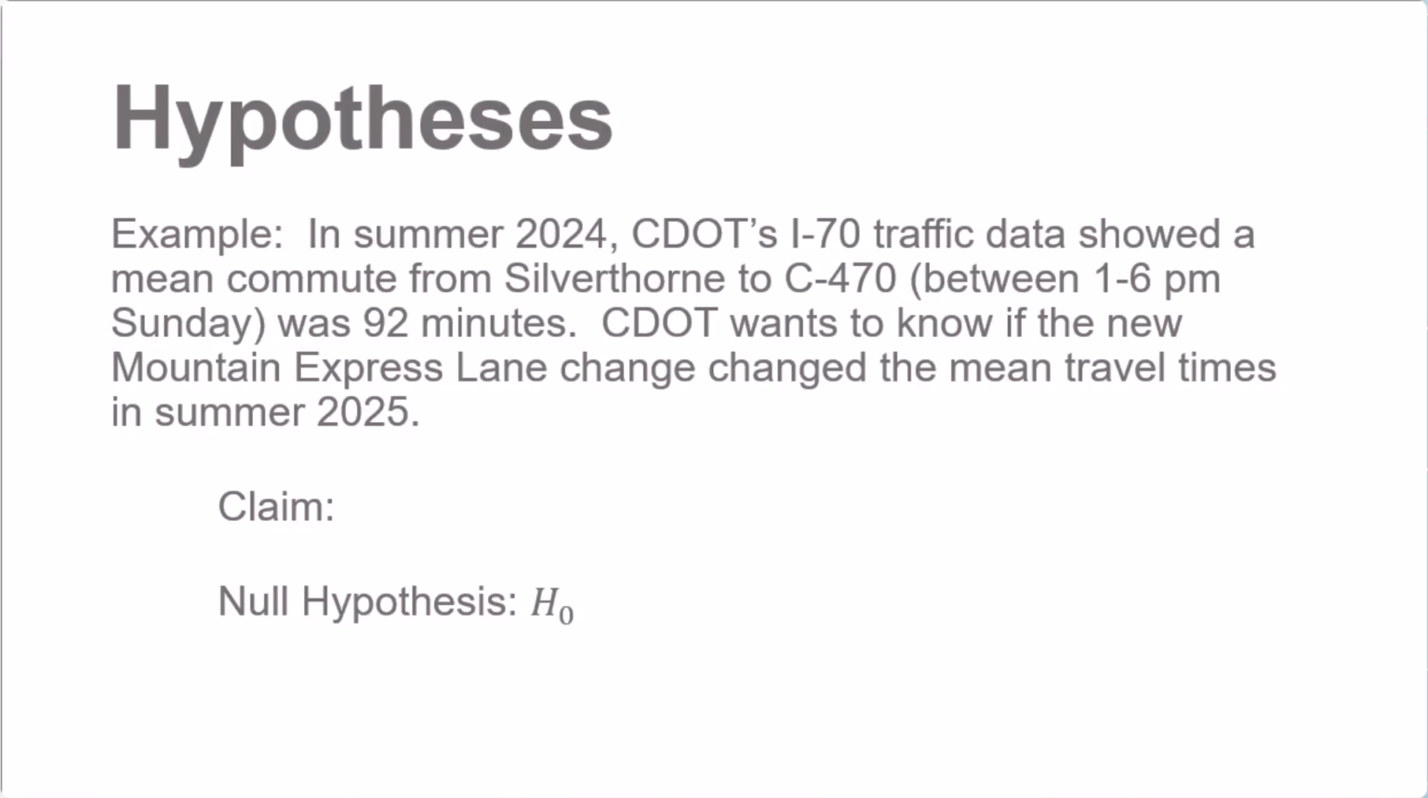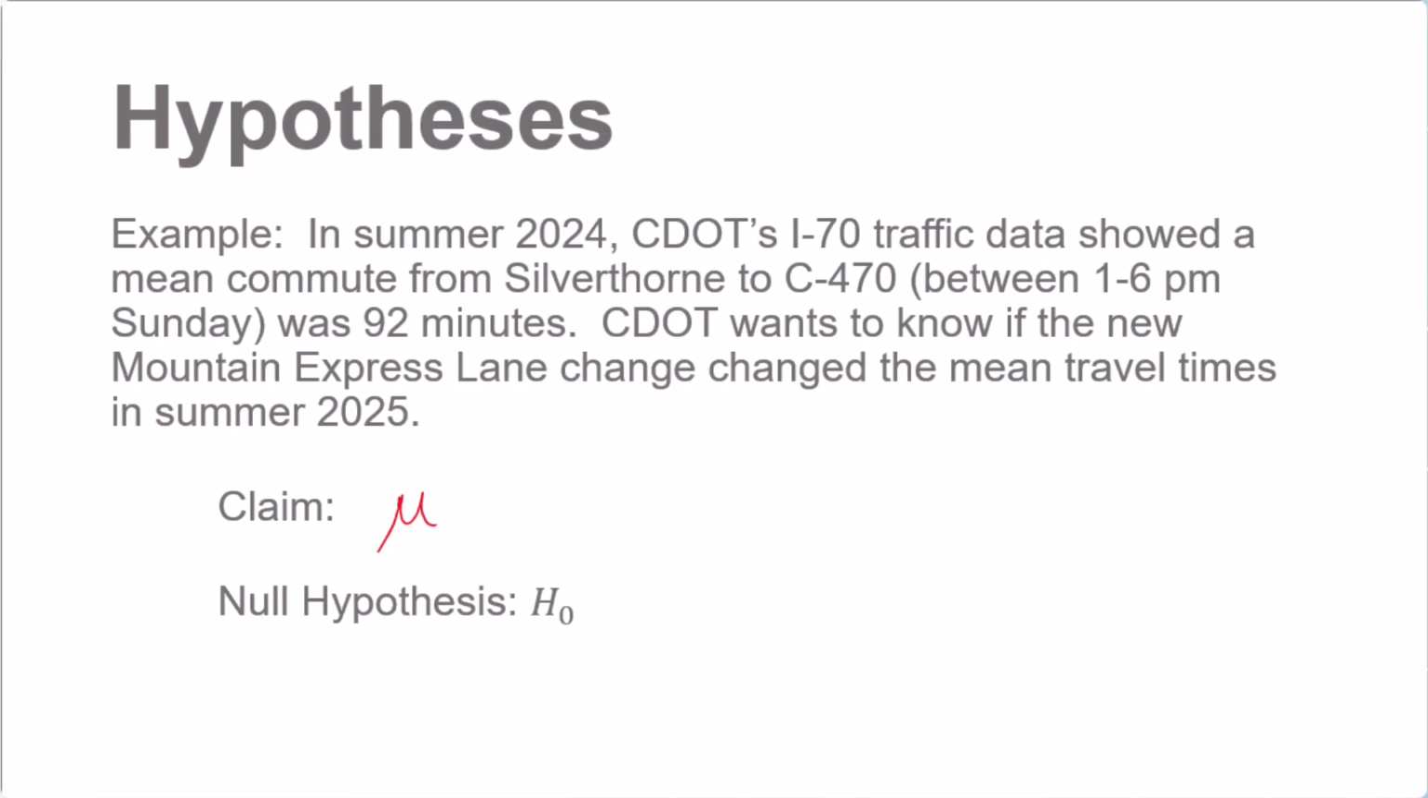And CDOT wants to know if the new Mountain Express lane change changed this mean travel time in the summer of 2025. So if we look at mean travel times in 2025, are they going to be any different from what they were in 2024? This is a claim about a population mean rather than a proportion. So my claim is going to be some statement about mu, the population mean.